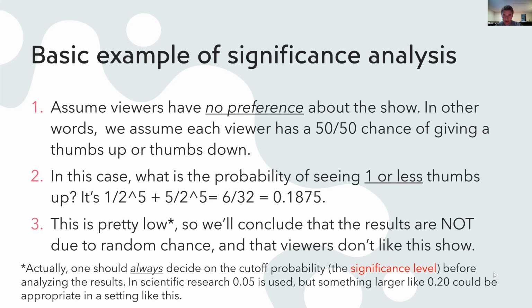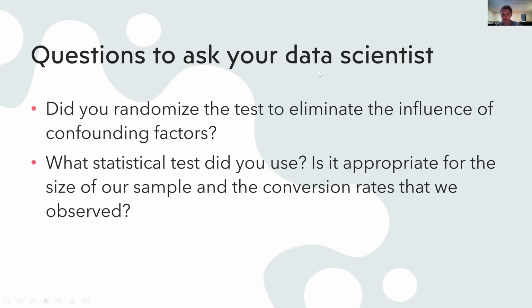So the last couple of things I wanted to say are a couple of questions you can ask if someone else is going to be doing the analysis of the test results for you, just to make sure they're doing it right. The first thing I would always ask is if they randomized the test to eliminate the influence of confounding factors. And if they didn't randomize it, then you would have to ask what they are doing to control the confounding factors.